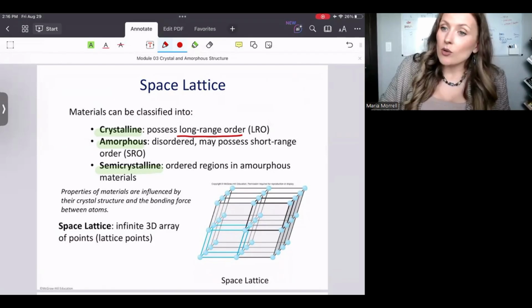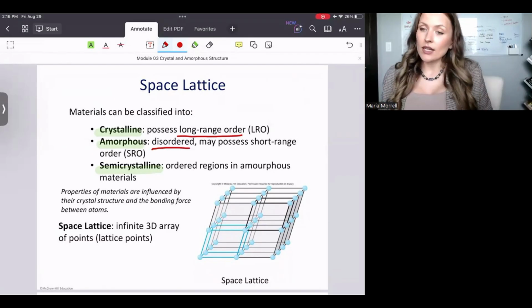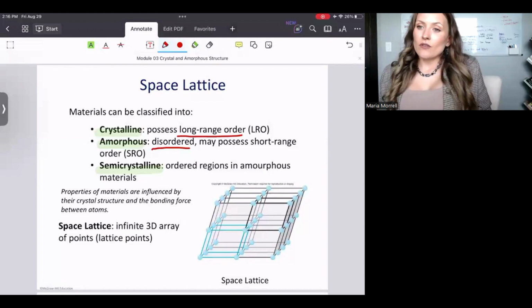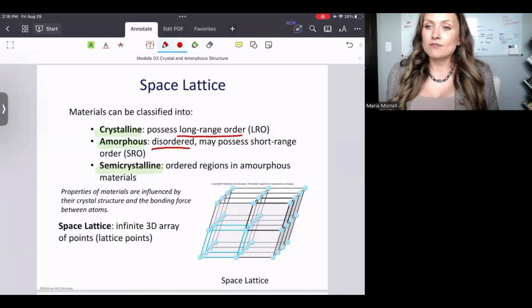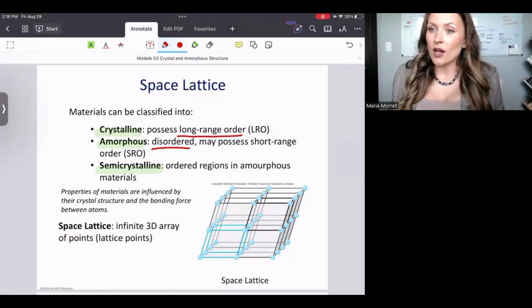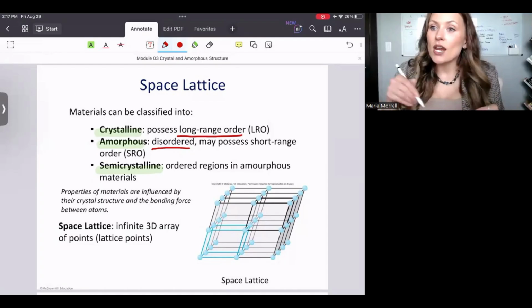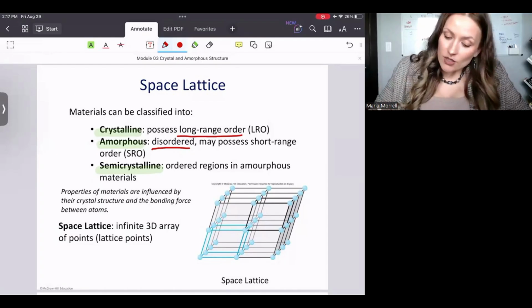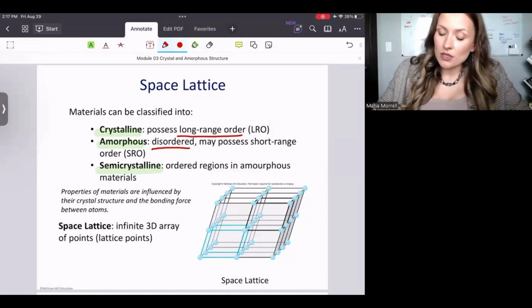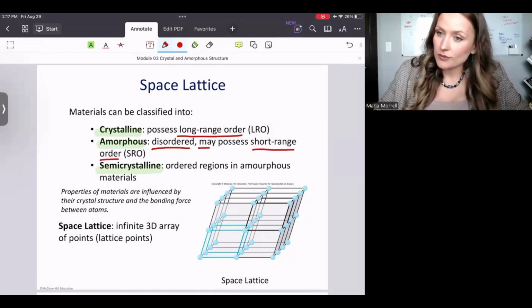Okay, now amorphous materials are the ones that we also call disordered. An example of the amorphous material would be polymer. And earlier I did describe polymers as a bowl of noodles where you see these entangled, disordered chains, right? Something to keep in mind is that amorphous materials may possess a short range order.